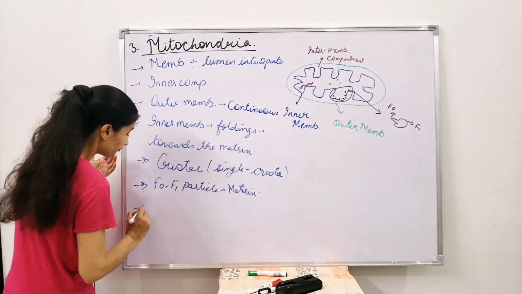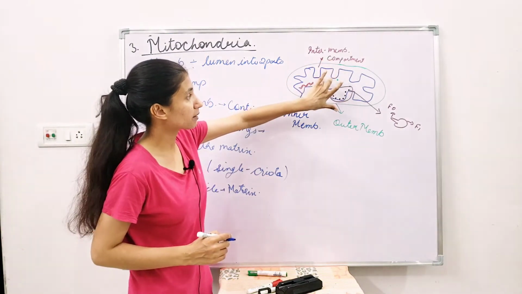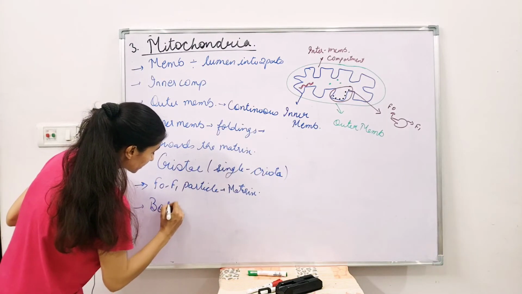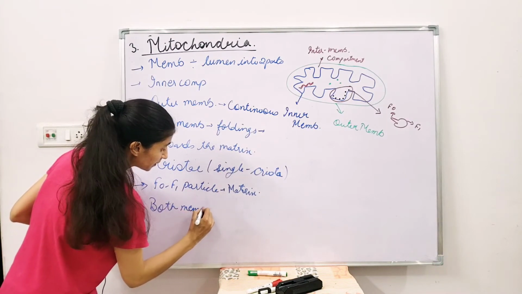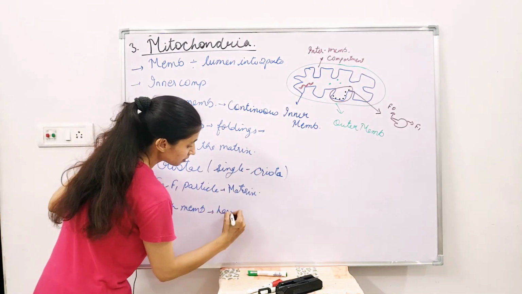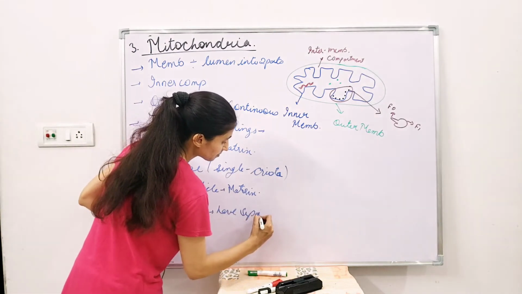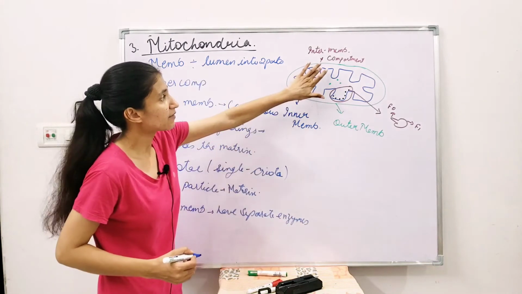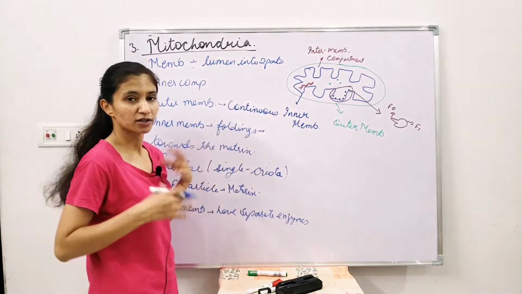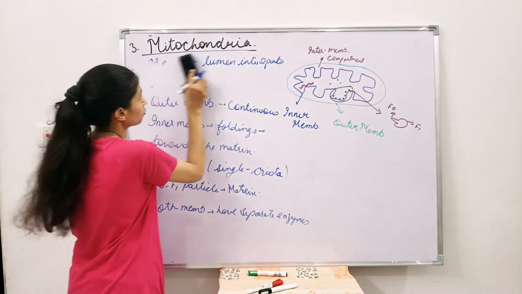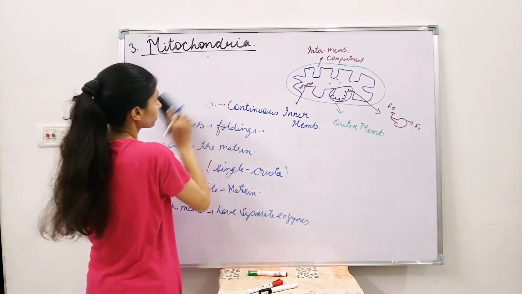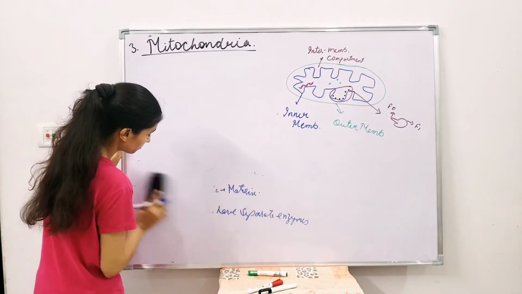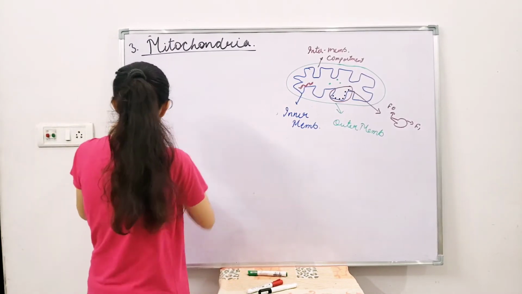Now a very important thing is that both of these compartments, the outer compartment as well as the inner compartment, have both membranes. Both membranes, or you can say both compartments, have separate enzymes. This will have its own enzymes, and this will have its own enzymes, for the cellular activity of the mitochondria. Now as we have seen, the mitochondria has its own enzymes, which means it is performing its own functions.